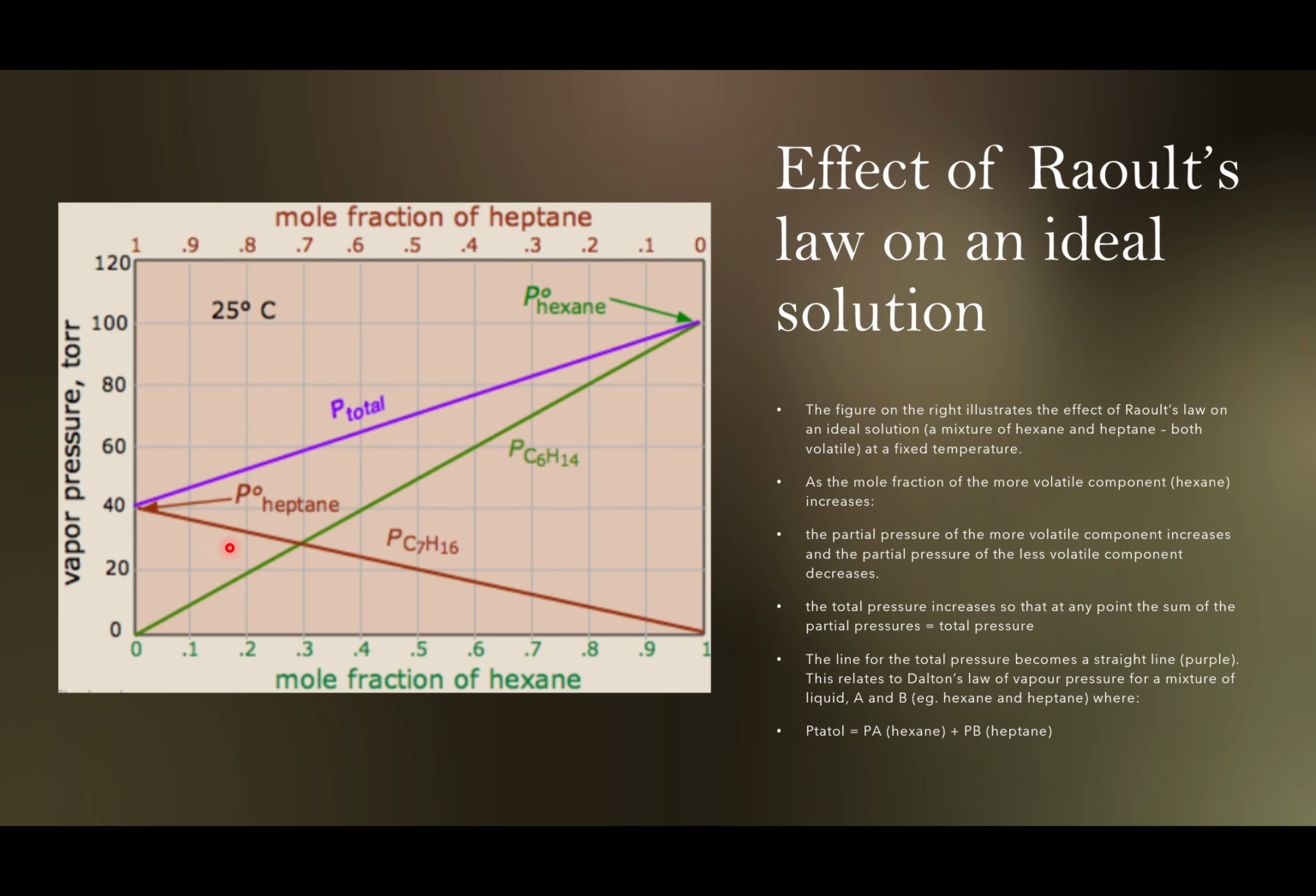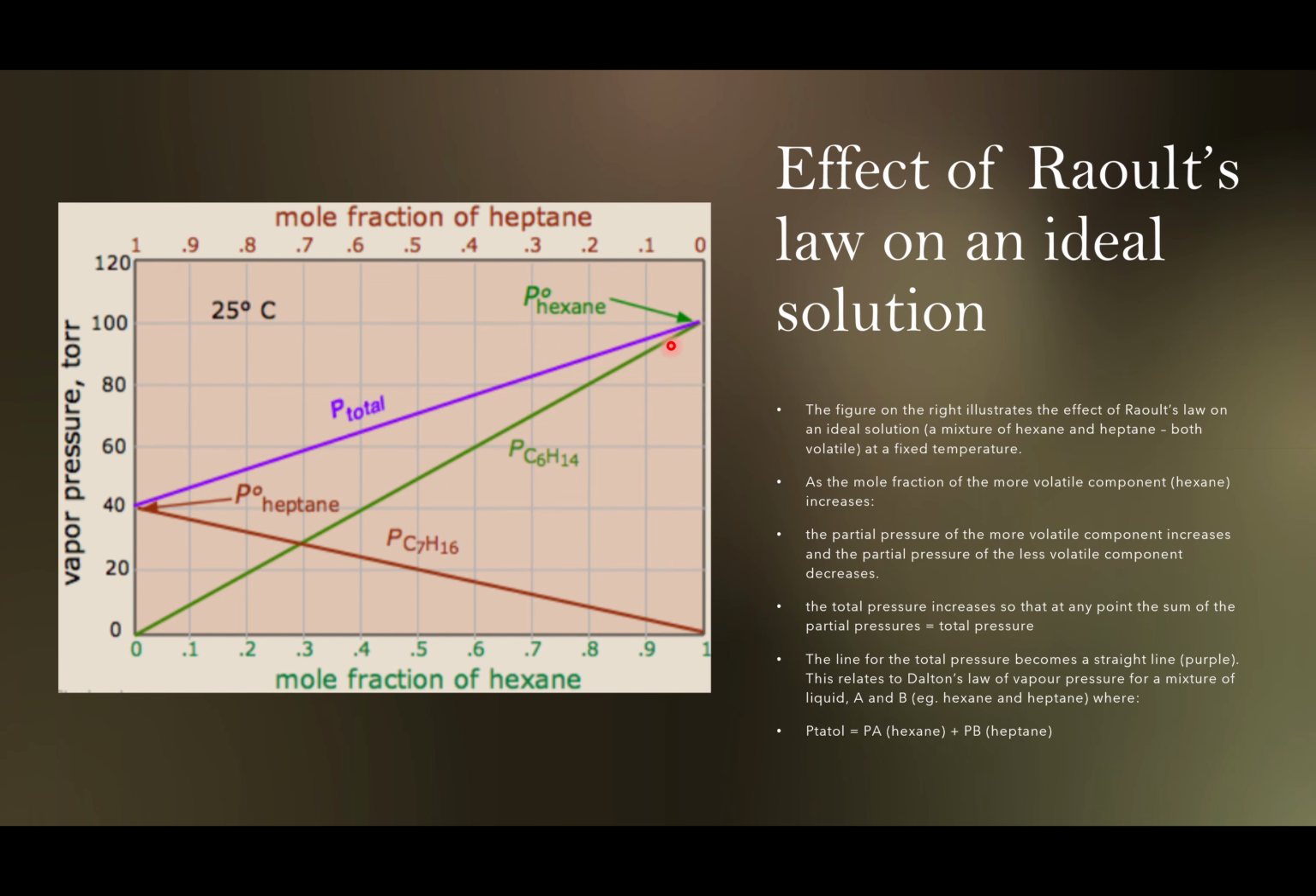So once we look at something like this now at 25 degrees Celsius, when the mole fraction of heptane is 1, when it's pure heptane, we're going to have around 40 torr, because this is using torr here, so the pressure is around 40 here, and for the hexane it's going to be around 100. So P total will be generally this line here. Generally this straight line here.